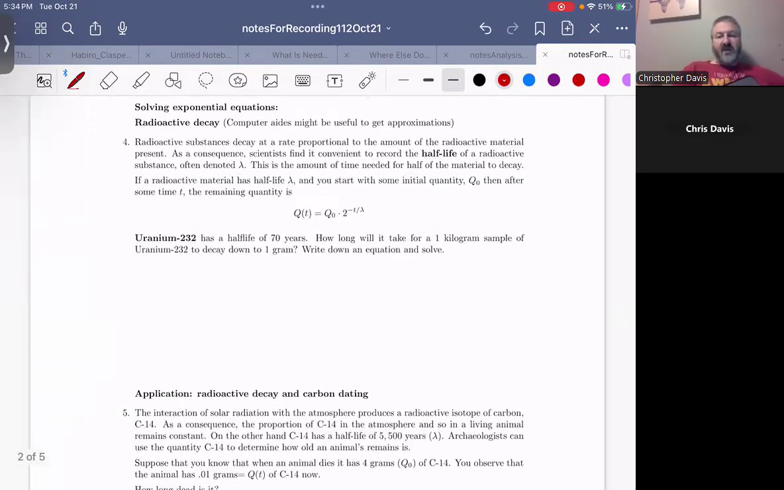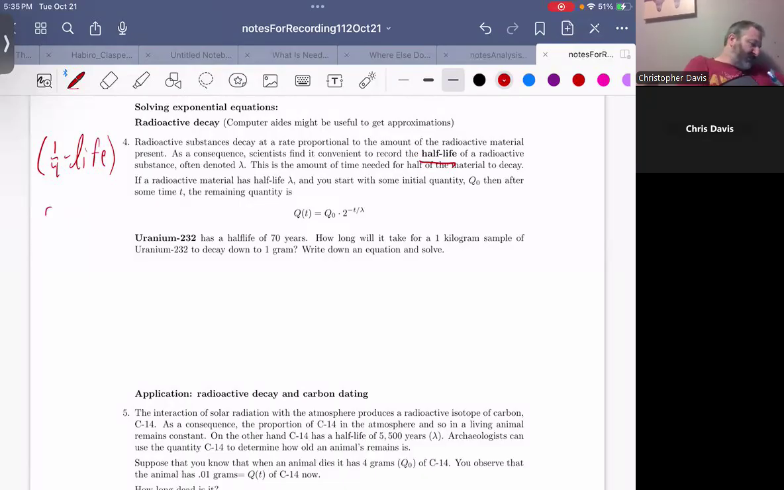So here is a situation you might find yourself in. You're studying some substance that decays radioactively, and these things have a thing called a half-life. What's the half-life? It's just how long it takes for half of the material to decay. Sometimes you'll see people talk about things like the quarter life of something. That's how long it takes to reduce by a factor of 4.